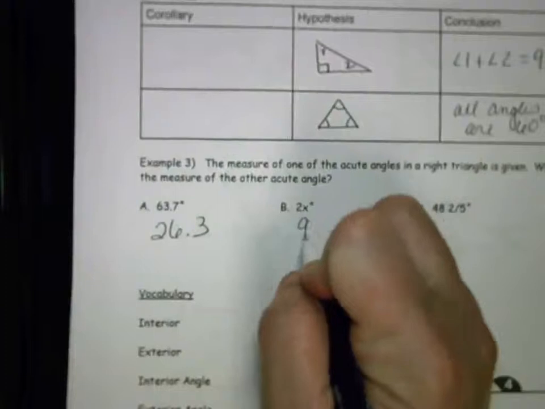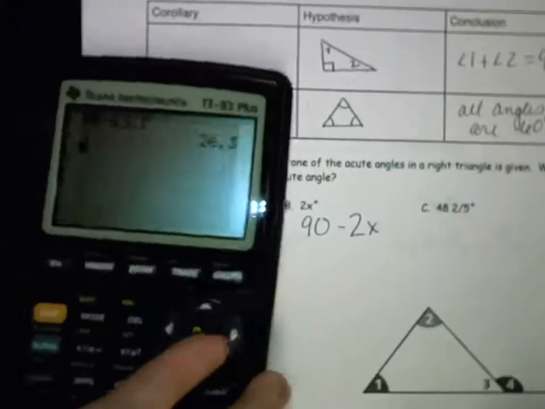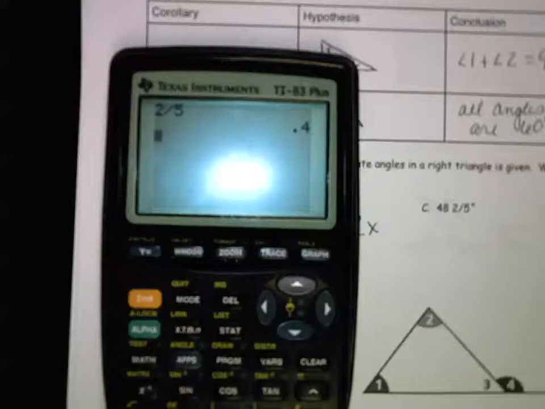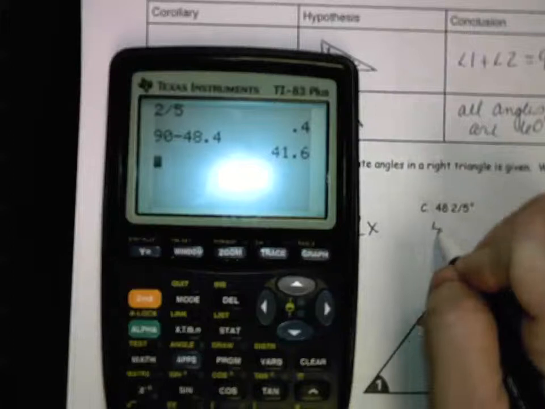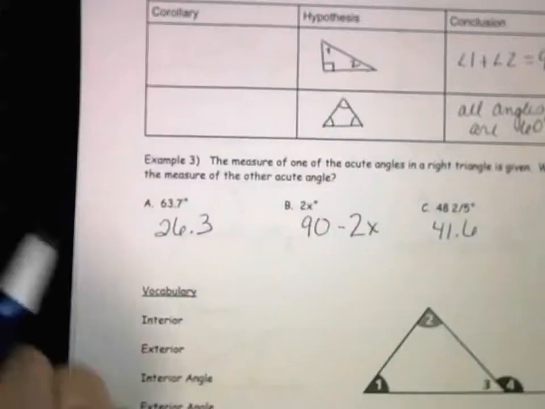The next one would just be 90 minus 2x. For letter C, I'm going to do 2 divided by 5, which is 0.4. And then I will do 90 minus 48.4, and that would be 41.6. And the last one, if one angle is x degrees, the other one will be 90 minus x.